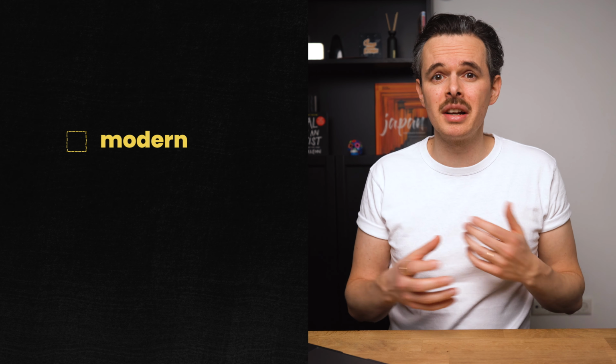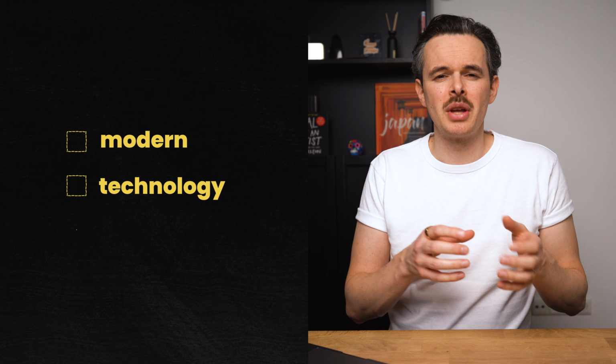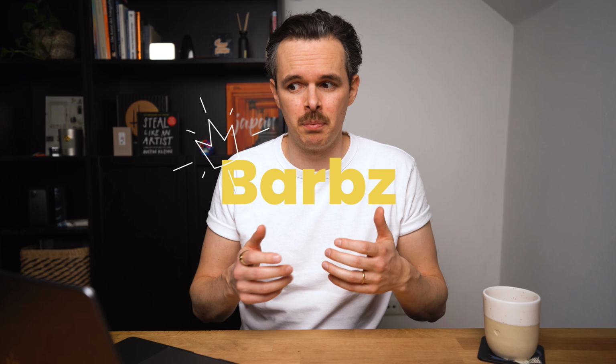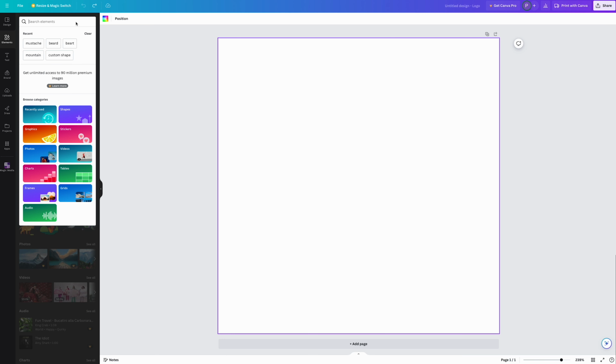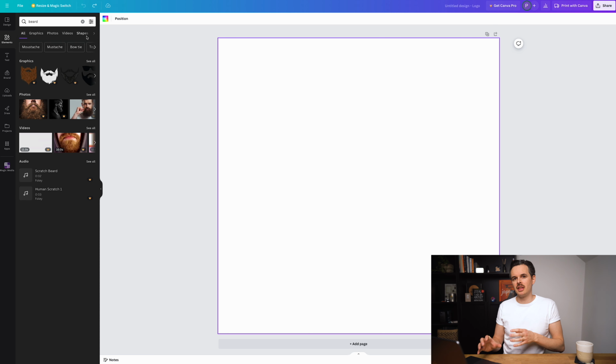What they want to convey with their logo is a modern aesthetic that focuses around their new technology, but also has a manly appeal to it. And the name is Barb's, so Barb's Beard Oil. Now in the first step, I want to find a matching icon or illustration that fits this theme.